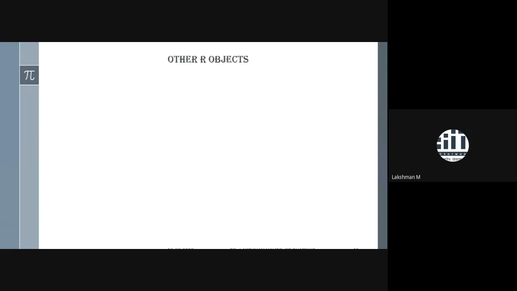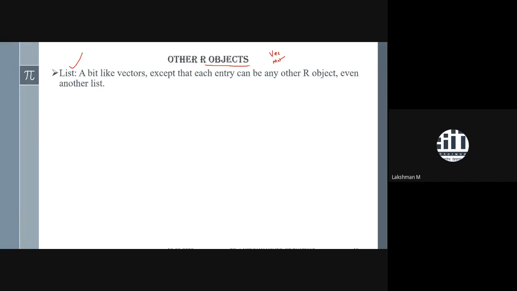Before that, I should discuss a few more R objects. How many R objects have we already gone through? One, we have gone through vectors. Then we have gone through matrices. Then here a list is coming. List is also one R object.